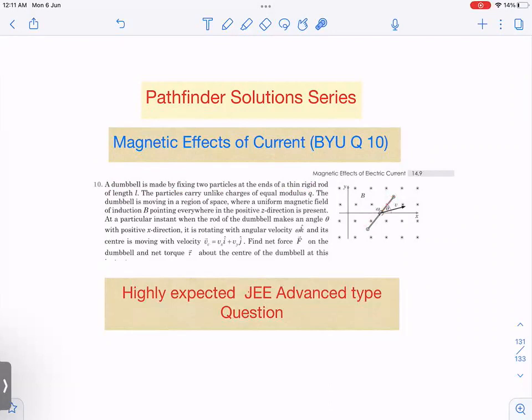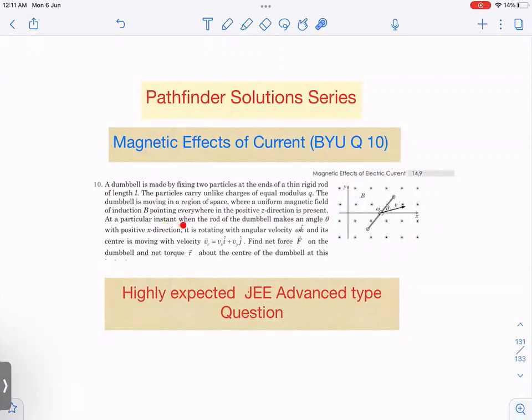There are two particles. They have unlike charges. This is positive. This is negative. Magnitude is Q. And it is moving in a region of space where a uniform magnetic field of induction B pointing everywhere in positive Z direction is present. So you can see dots are mentioned here. So that means the magnetic field is in positive Z direction.